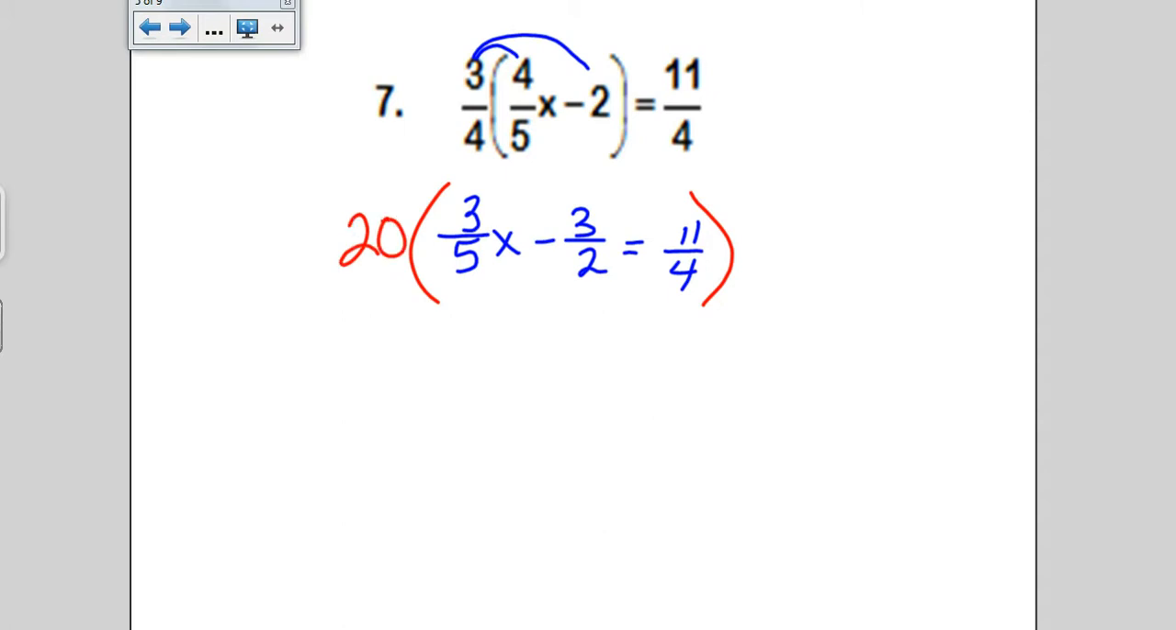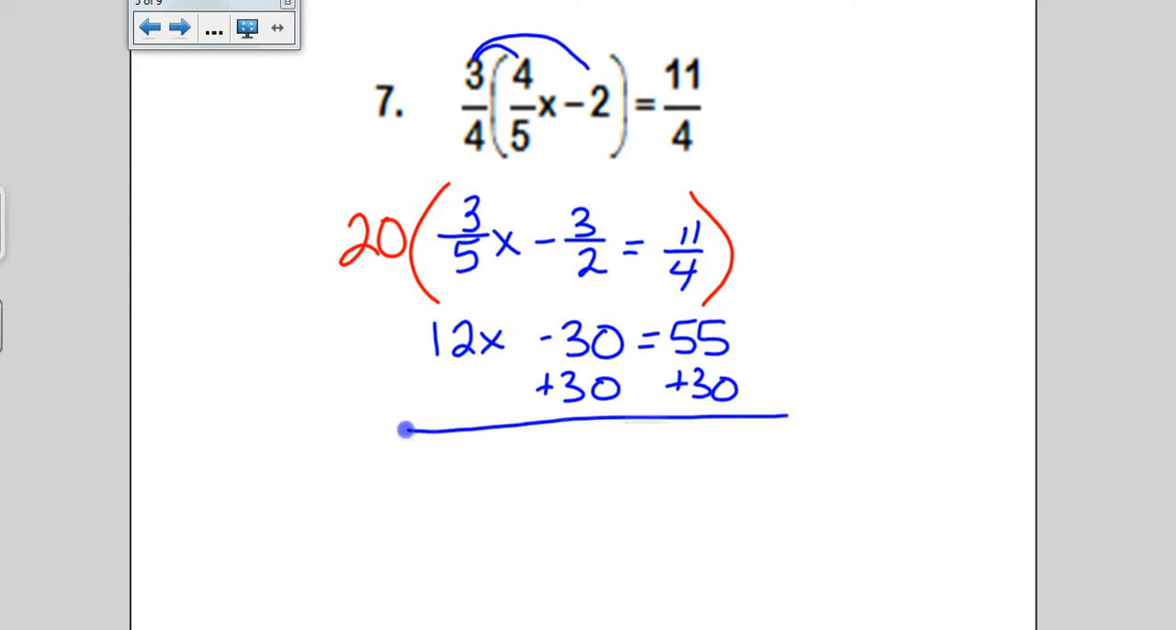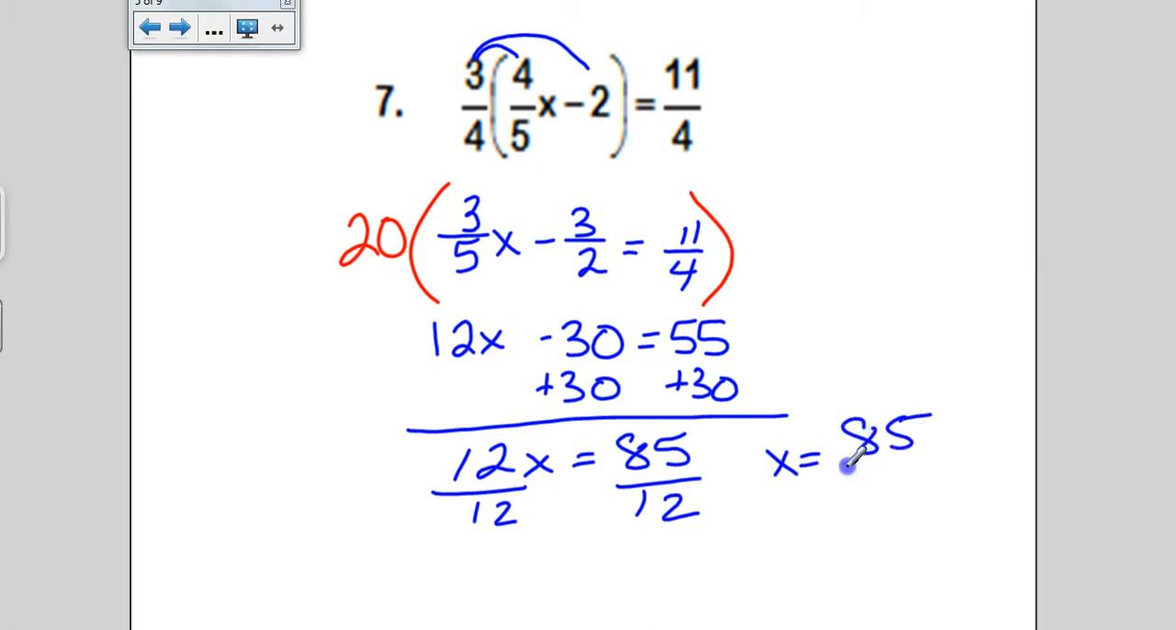20 times 3/5, let's see, that would be a 12x. 20 times 3/2 would be a minus 30. And then 20 times 11/4 would be equals 55. So now there's only one set of x's in the problem, so I'm going to go ahead and add the 30 to the other side. You get 12x equals 85. And then divide both sides by 12. And once again, we've got kind of an ugly answer, but again, algebra 2, we get ugly answers. So we got to leave our answer as a reduced improper fraction, and this is it.